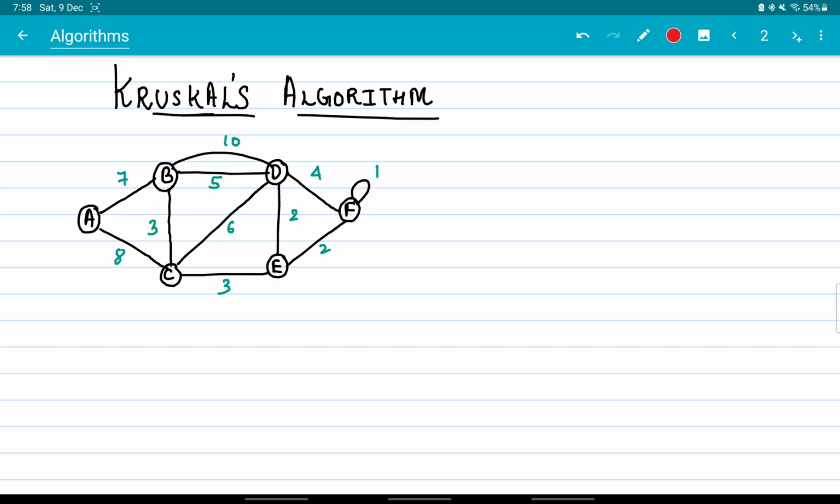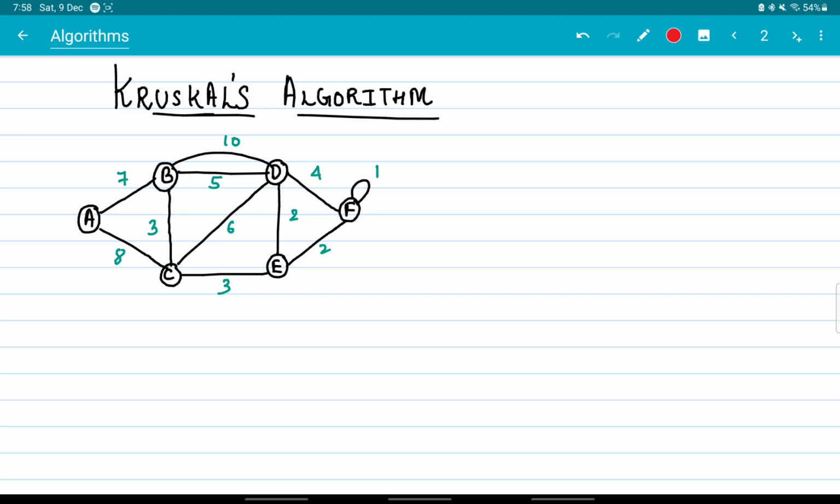So in today's video we'll be discussing Kruskal's algorithm, and we'll be using this algorithm to find the minimum spanning tree for the given graph. Now what is a minimum spanning tree? So basically a graph can have many spanning trees, okay? But the minimum spanning tree is the one whose total edge weight will be minimum.